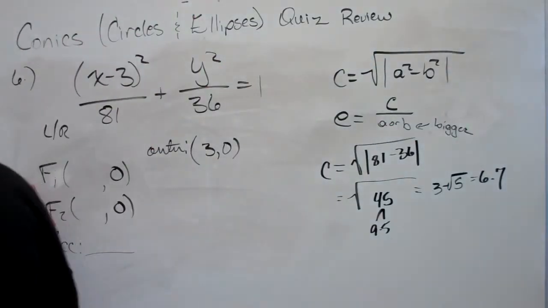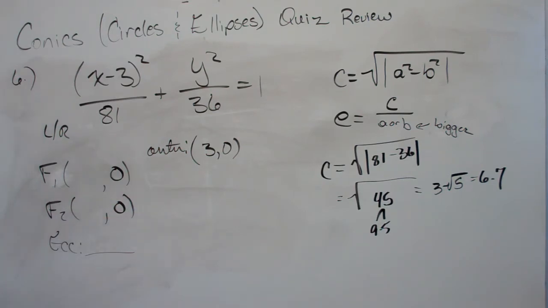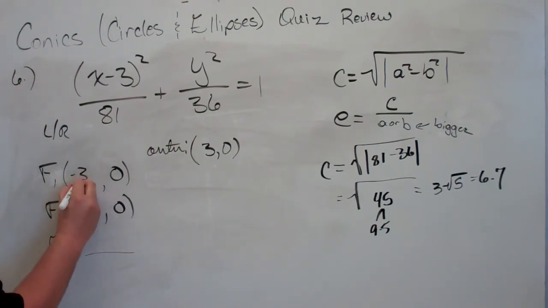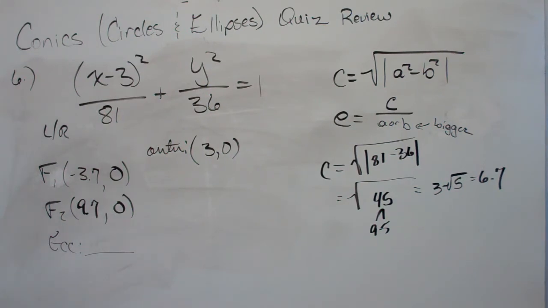Alright, so now for the left foci point, you're going to do 3 minus 6.7, and you're going to get negative 3.7. And then you add them together, you're going to get 9.7. Alright, so our 2 focus points are negative 3.7 and 0, and 9.7 and 0. If you get these flip-flopped, I'm not going to count it wrong. The important thing is you got them both. I'm not going to be that picky.